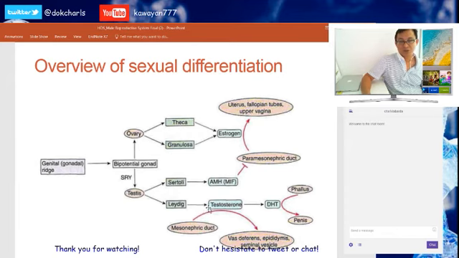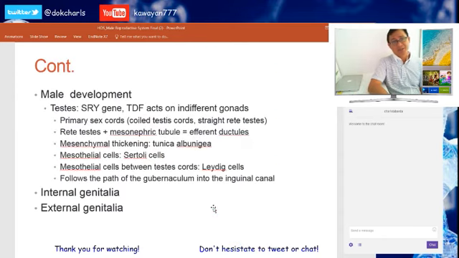On the other hand, your mesonephric duct is transformed by testosterone into the vas deferens, epididymis, and seminal vesicle. And once testosterone is converted by 5-alpha reductase to dihydrotestosterone, which is the more potent form, your phallus, the external genitalia, develops into the male external genitalia called the penis. So that is how male external genitalia develops.